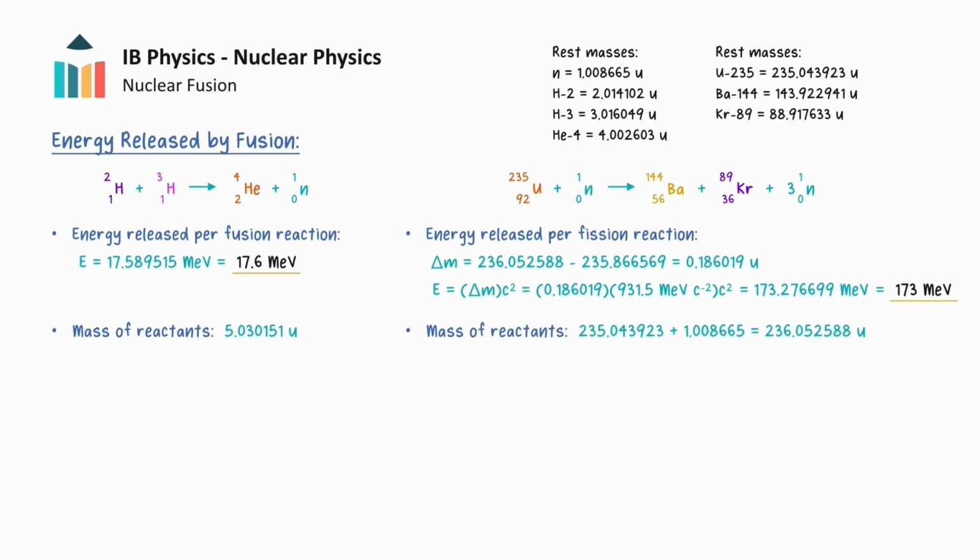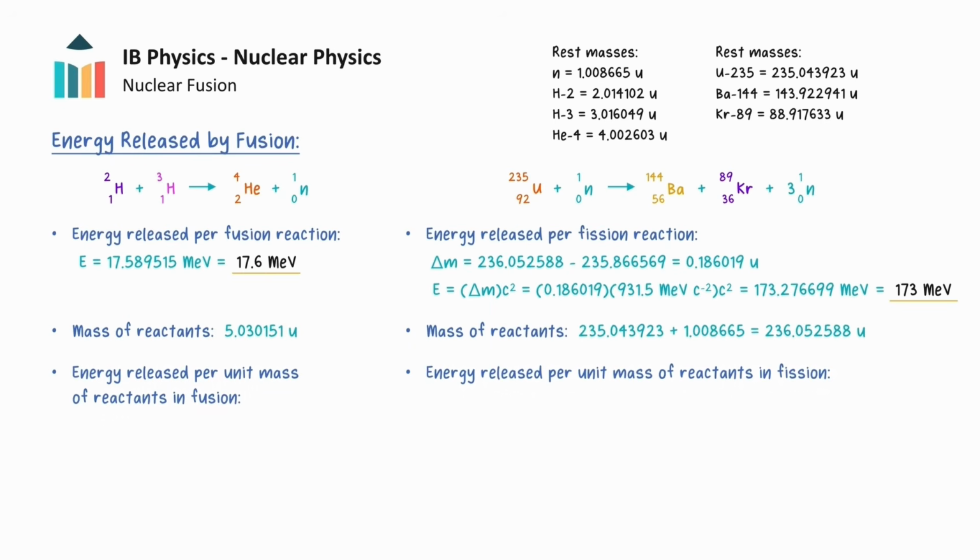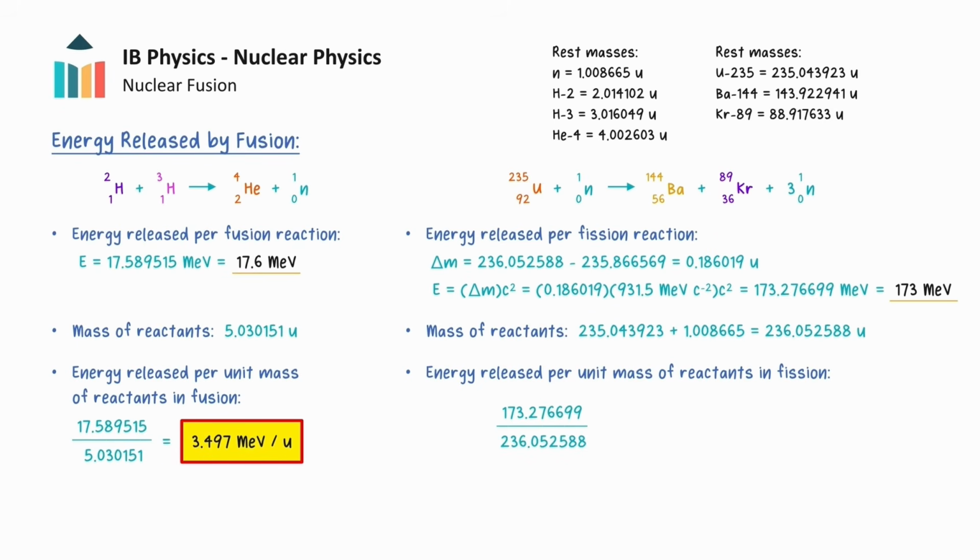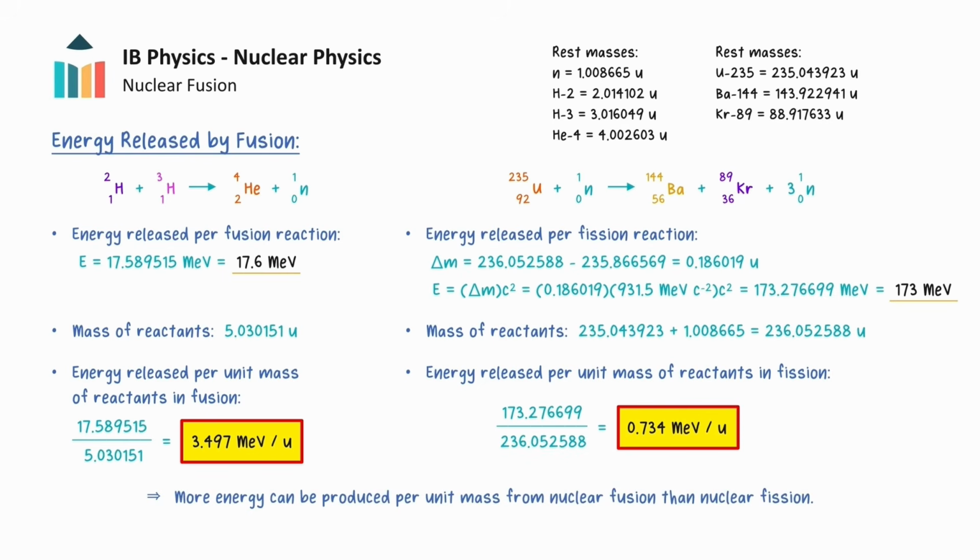So instead, if we calculate the energy released per atomic mass unit of reactants, we find that this value is equal to 3.5 MeV for fusion and 0.7 MeV for fission. This means that if we used an equivalent mass of reactants, we find a considerably larger amount of energy is released from fusion reactions than fission reactions. Even though fusion has the potential to produce more energy than fission, achieving and maintaining the necessary conditions for fusion on Earth are extremely difficult.